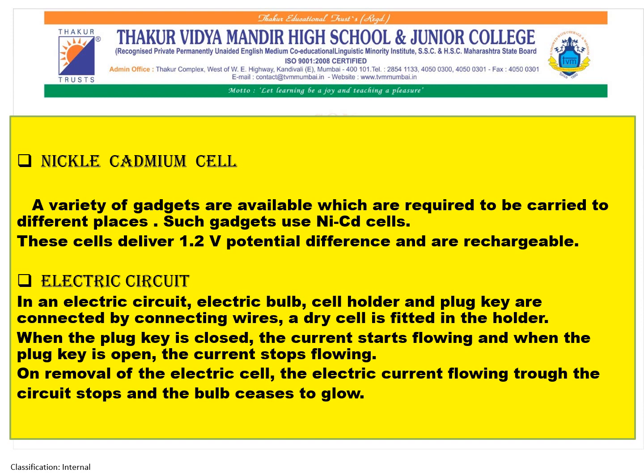Now I have already explained the electric circuit, where an electric bulb, cell holder and plug key are connected by connecting wires, and a dry cell is fitted in the holder. When the plug key is closed, the current starts flowing, and when the plug key is open, the current stops flowing. On removal of the electric cell, the electric current flowing through the circuit stops and the bulb ceases to glow.